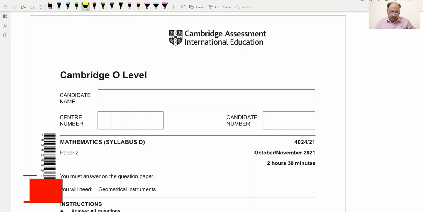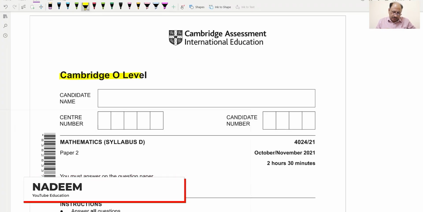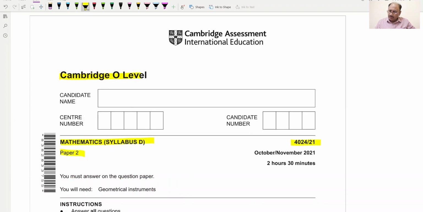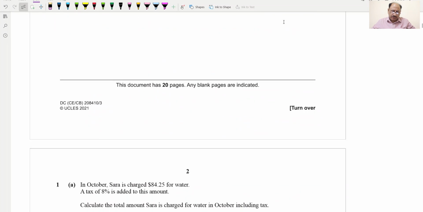Hello everyone, today we'll be going through Cambridge O-Level Mathematics Syllabus D Paper 2, 4024/21, October November 2021. Let us move to question number 1.